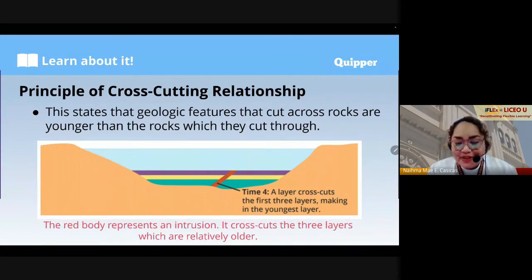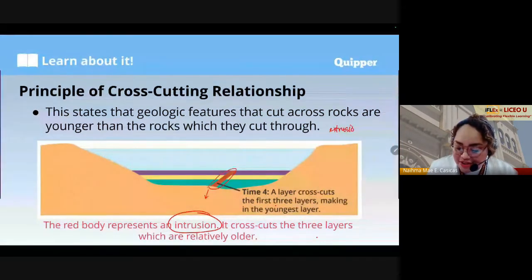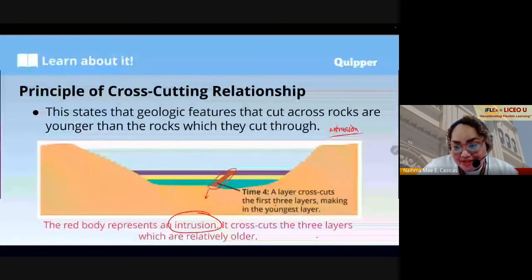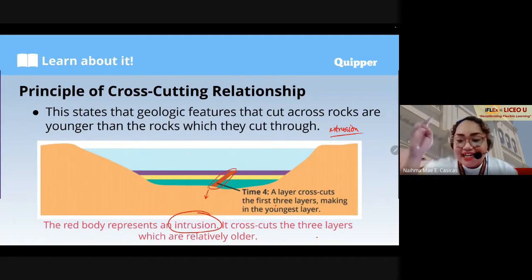And lastly, we have the principle of cross-cutting relationships, which states that geologic features that cut across rocks are younger than the rocks which they cut through. This particular red layer right there is what you call an intrusion. By its name, intrusion, it is trying to cut into the layers. There is another concept, extrusion. An extrusion is a disturbance in the rock layers, may it be from a volcanic source, a magmatic source, or a plutonic source, meaning it is an igneous rock layer made up of either magma or lava. So that is your cross-cutting relationship.